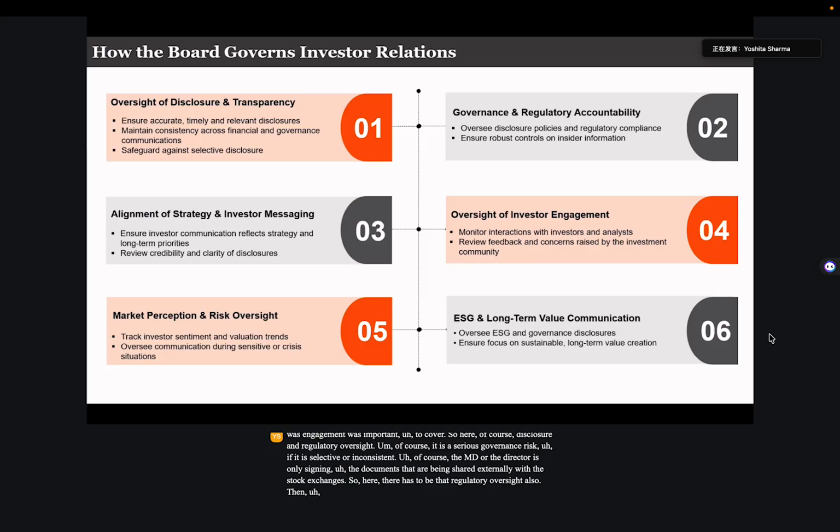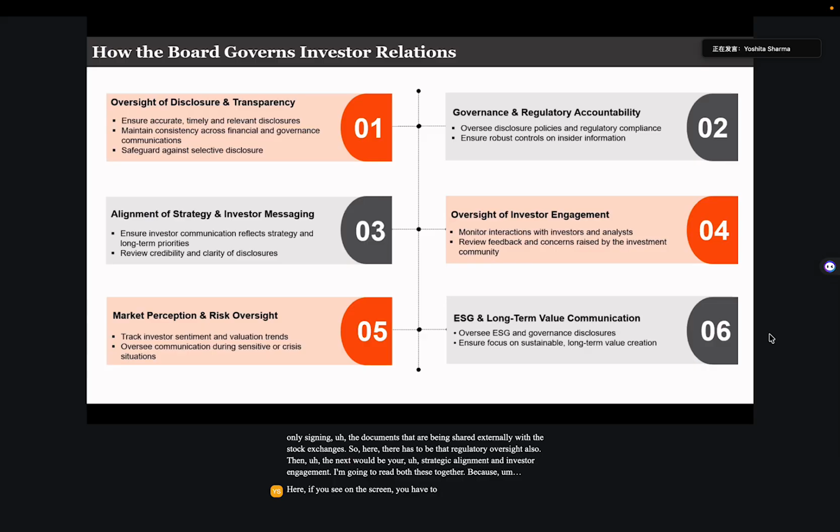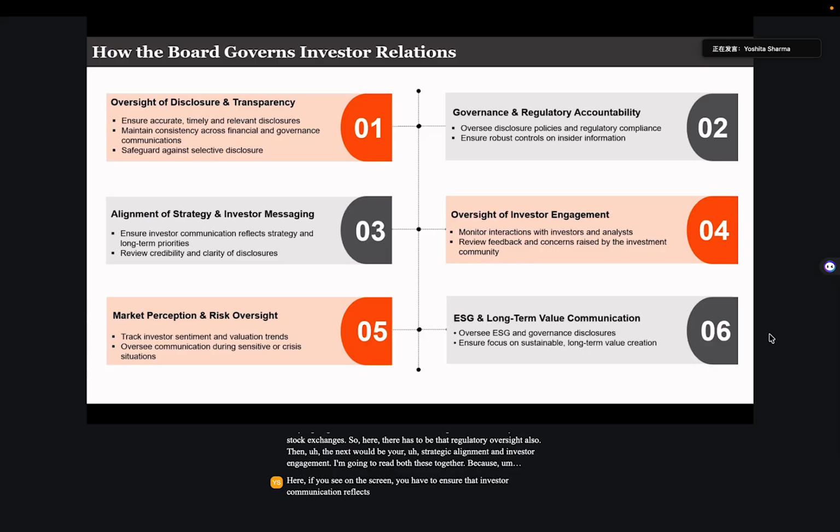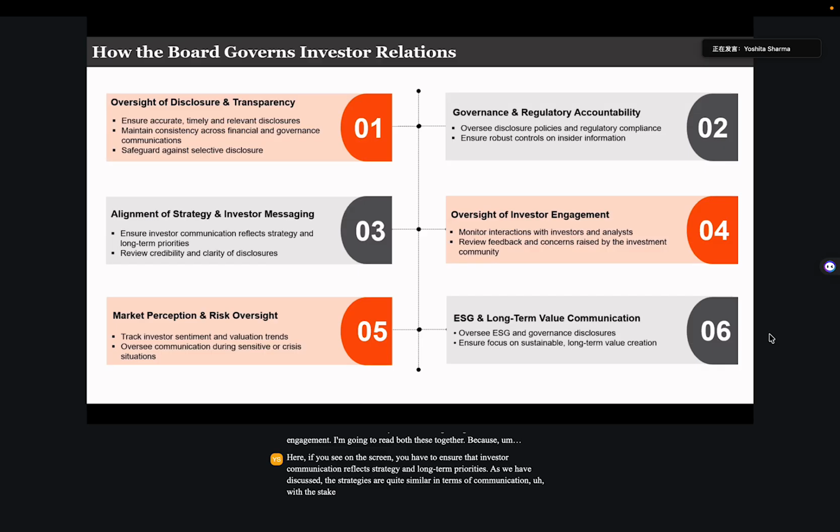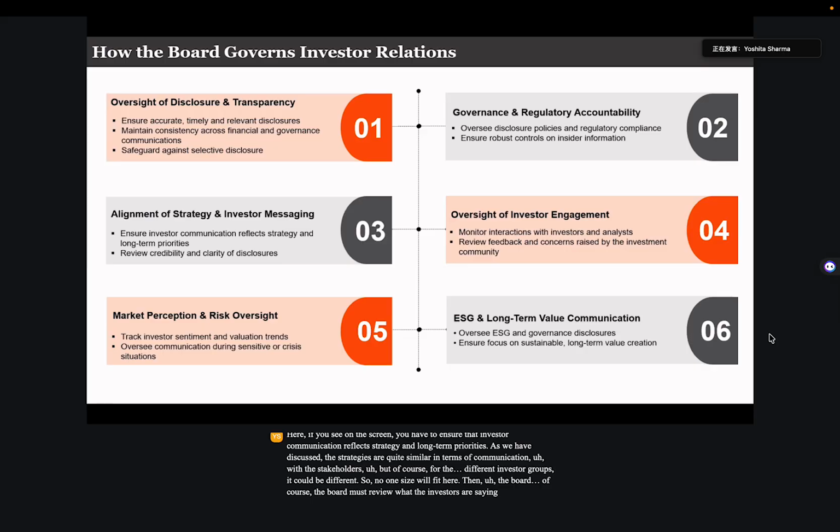Then the next would be your strategic alignment and investor engagement. I'm going to read both these together because here, if you see on the screen, you have to ensure that investor communication reflects strategy and long-term priorities. As we have discussed, the strategies are quite similar in terms of communication with the stakeholders. But of course, for the different investor groups, it could be different. So no one size will fit here. Then the board, of course, must review what the investors are saying. If not, then that would create frustration in the investors as well.